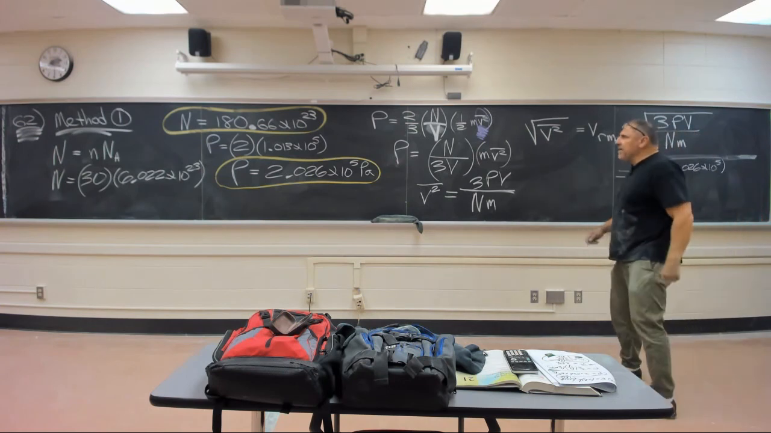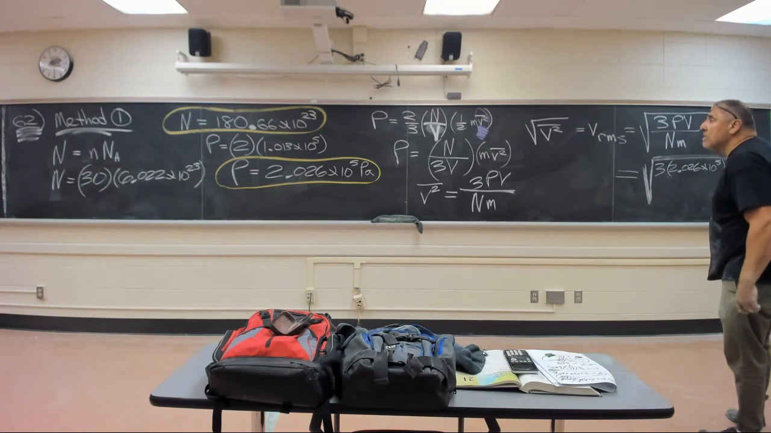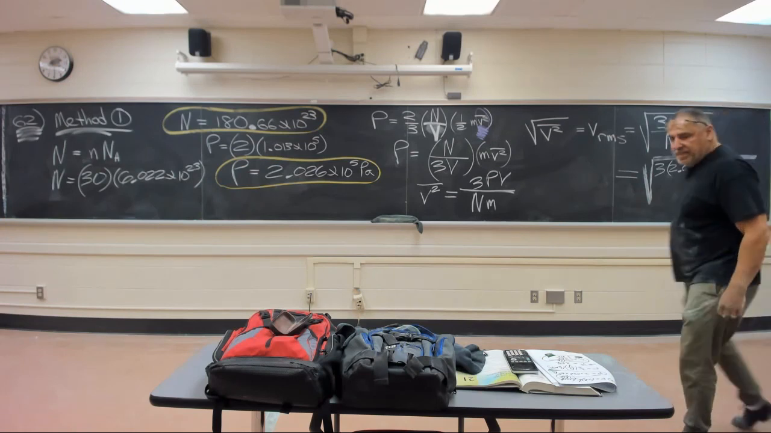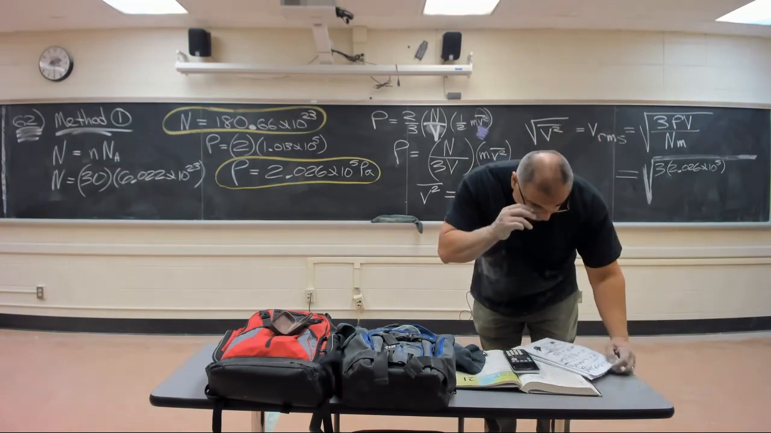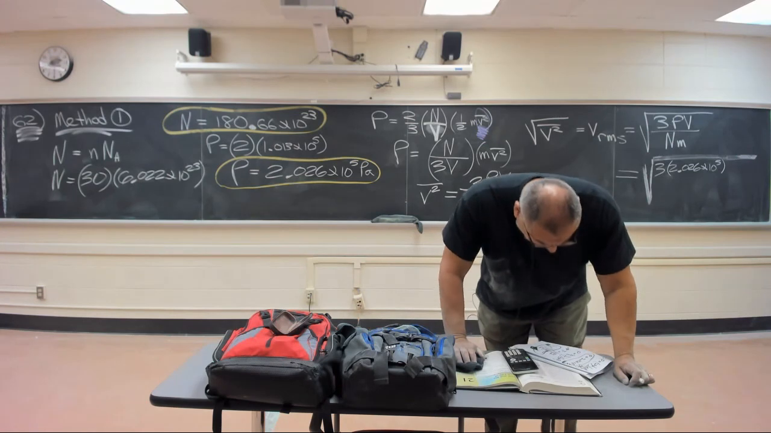2.026 times 10 to the fifth. V is... they told us what V was, I think. I could have sworn they did, and I just didn't write it down. There it is, yeah, 0.5 cubic meters.